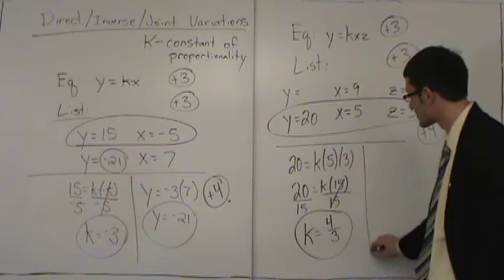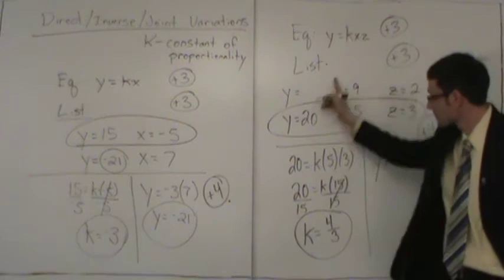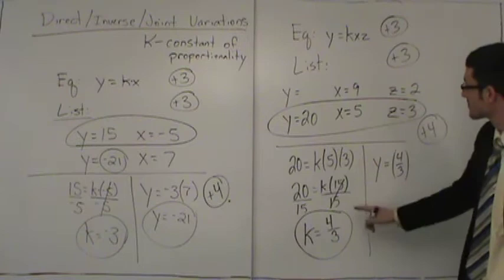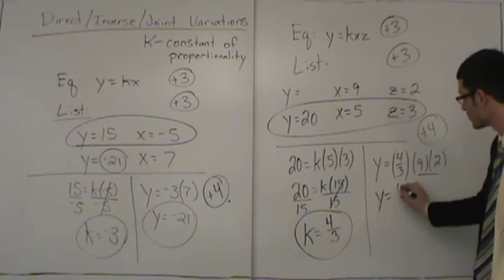Now we're going to use k, x, and z to find y. So let's try this. We don't know y, so we're going to write y equals, what goes in for k? 4/3, put parentheses around your fractions, 4/3, times what? What goes in for x? 9, times what? 2 goes in for z. Now, can we multiply 9 times 2? Yes, this gives 18. So we get y equals 4/3 times 18.